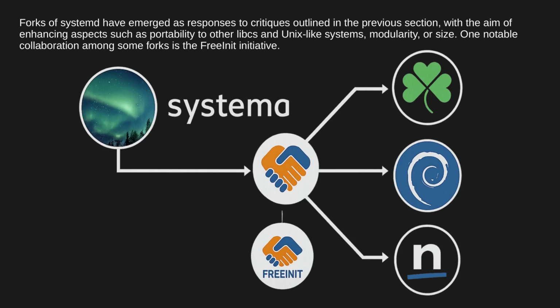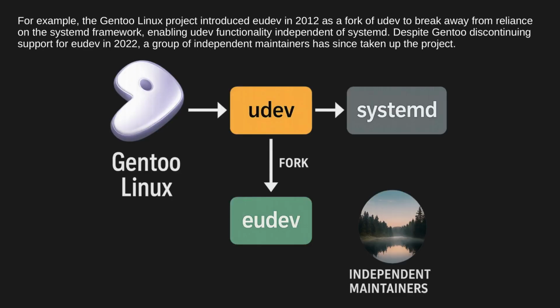Forks of Systemd have emerged as responses to critiques outlined in the previous section, with the aim of enhancing aspects such as portability to other libcs and Unix-like systems, modularity, or size. One notable collaboration among some forks is the Free Init initiative. For example, the Gentoo Linux project introduced eudev in 2012 as a fork of udev to break away from reliance on the Systemd framework, enabling udev functionality independent of Systemd. Despite Gentoo discontinuing support for eudev in 2022, a group of independent maintainers has since taken up the project.